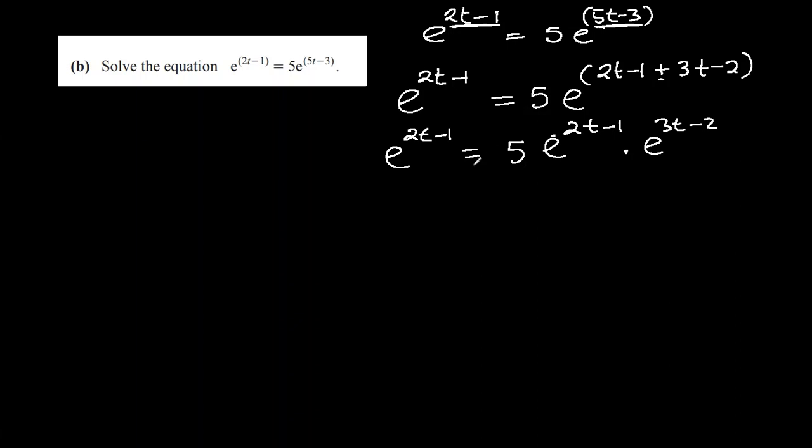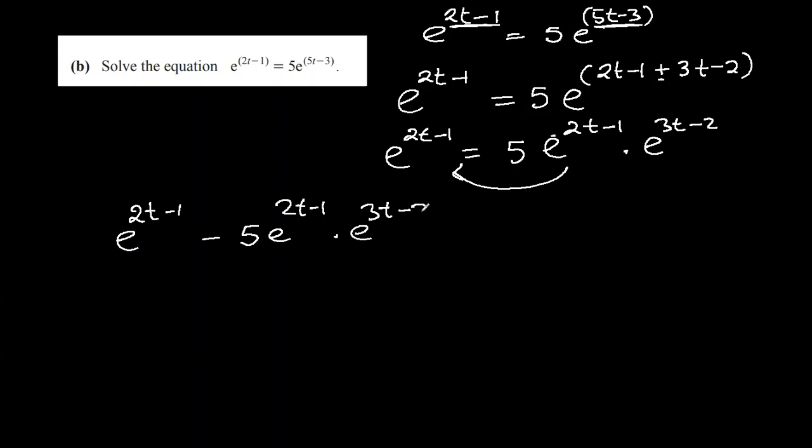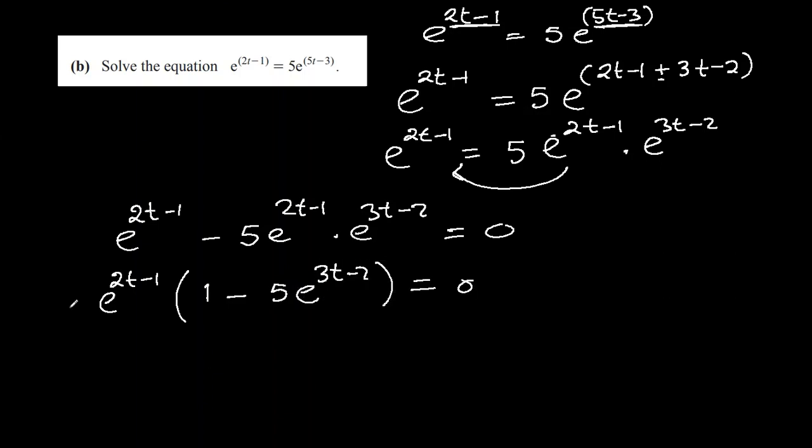So what can we do? We can bring this to the left side and leave nothing on the right side. e to the power 2t minus 1 was already here. And I will take 5 e to the power 2t minus 1 times e to the power 3t minus 2, which is equal to 0. And now we can factor this like we factor normal equations. e to the power 2t minus 1 is in both, so keep it out. So what will be left? 1 minus 5 e to the power 3t minus 2 is left here, right?